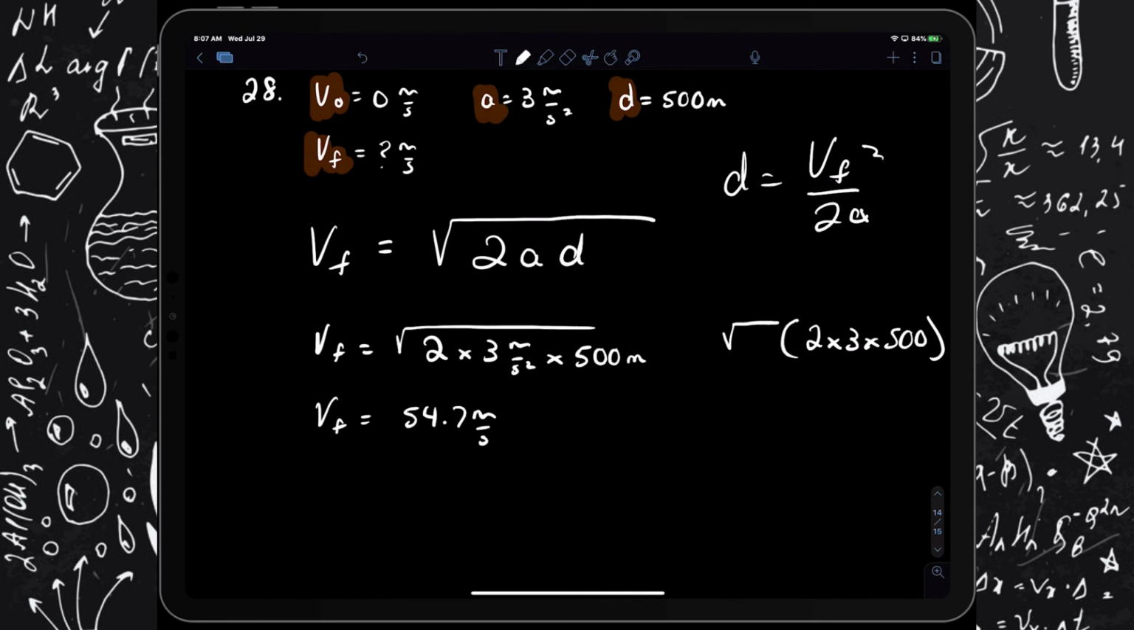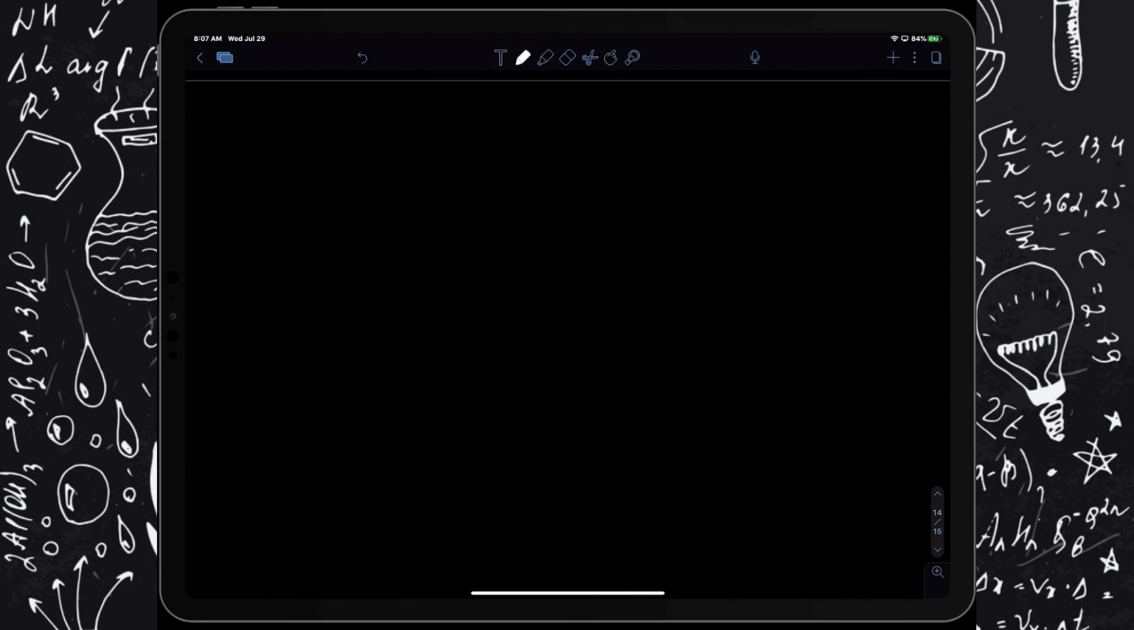Okay. We'll go to 29. Number 29 here says that we have a decelerating plane.